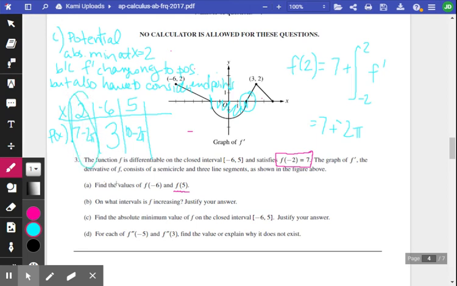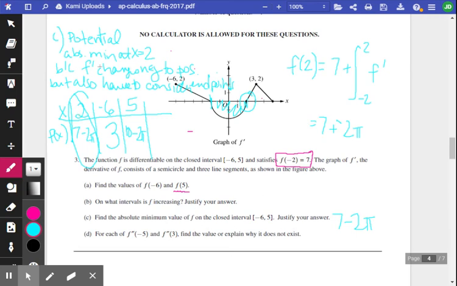This is going to be my absolute min. When it wants the absolute min, remember they want the y value. So the absolute min is 7 minus 2 pi. That is the absolute min, not 2. It happens at x equals 2, but the min is the actual y value.